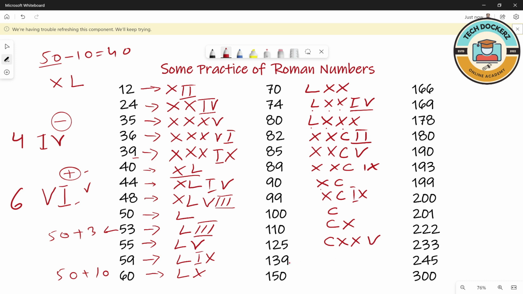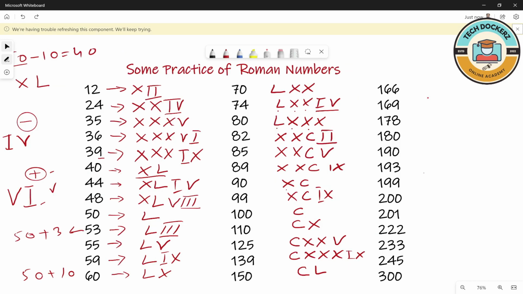How can we write 139? CXXX, 3 times, which is 100 plus 30. Then we need to write 9. So how can we write 9? IX stands for 9. How can we write 150? 100 plus 50.